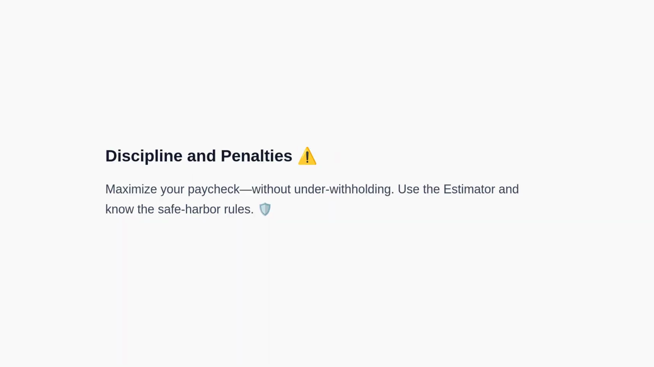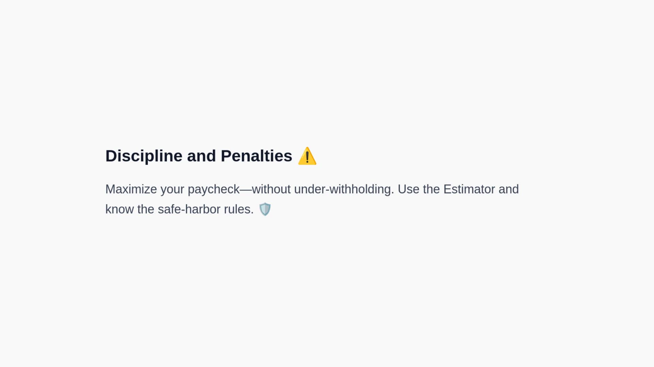It's essential to avoid underwithholding that could lead to penalties. Use the IRS withholding estimator rather than guessing. As a general framework, many taxpayers avoid penalties by meeting safe harbor rules, paying at least 90% of this year's tax, or 100% of last year's tax, or 110% if prior year adjusted gross income exceeded certain thresholds such as $150,000. Verify current rules on the IRS site or with a professional.